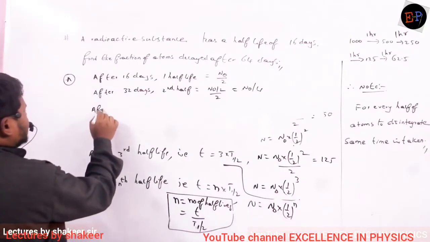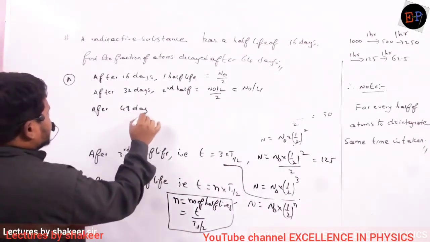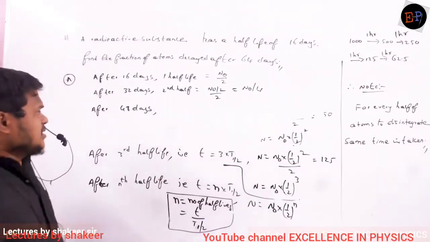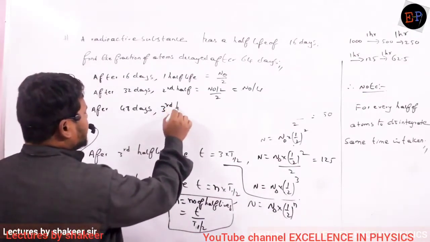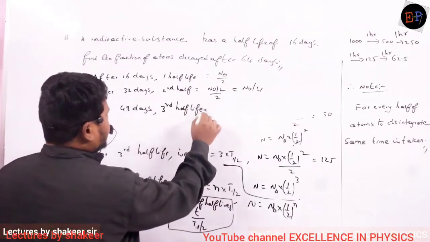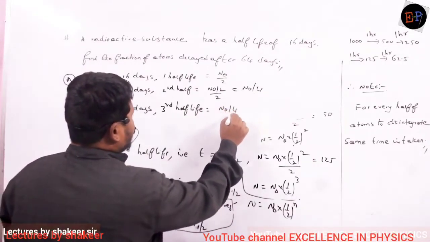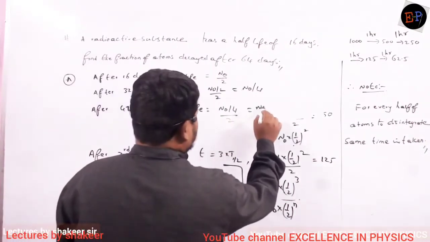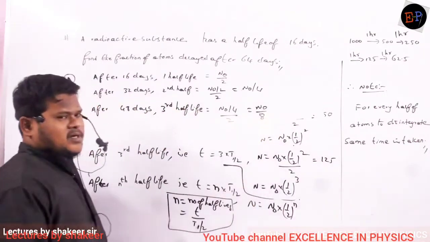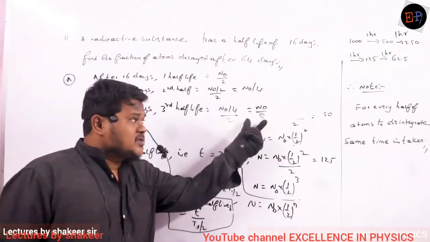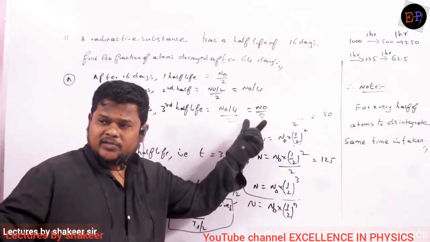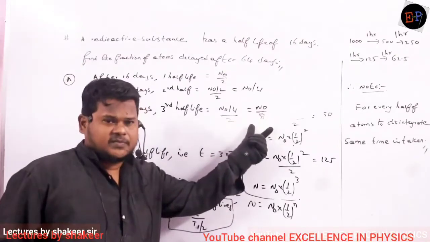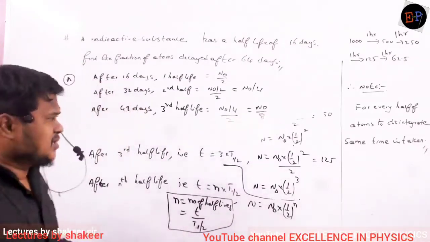So after 48 days, how do you get this 48? 32 plus 16, which means another half-life is completed. Now the third half-life is completed. So N0 by 4, and in that again divided by 2, so it will become N0 divided by 8. What is N0 divided by 8? Only these many atoms are there which are ready to disintegrate. All the remaining atoms have disintegrated. Are you able to understand?